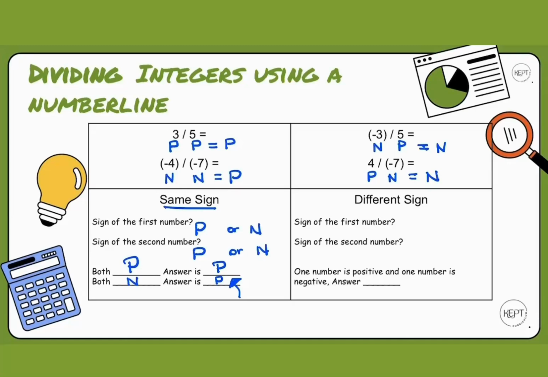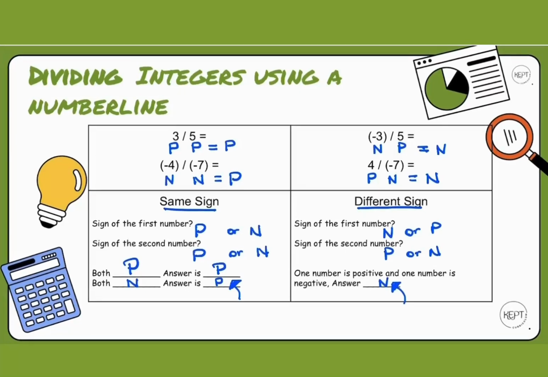So let's break this down. The sign of the first number is positive or negative. The sign of the second number is positive or negative. So that means if we have one number that is positive and one number that is negative, our answer is going to be negative. So whenever we're using different signs to divide integers, our answers are going to be negative.